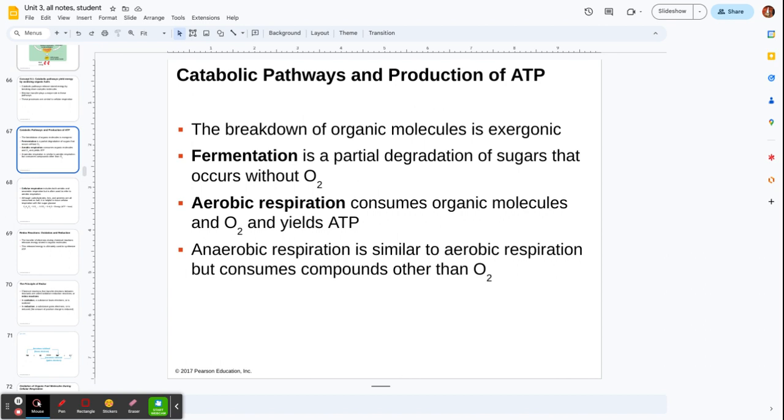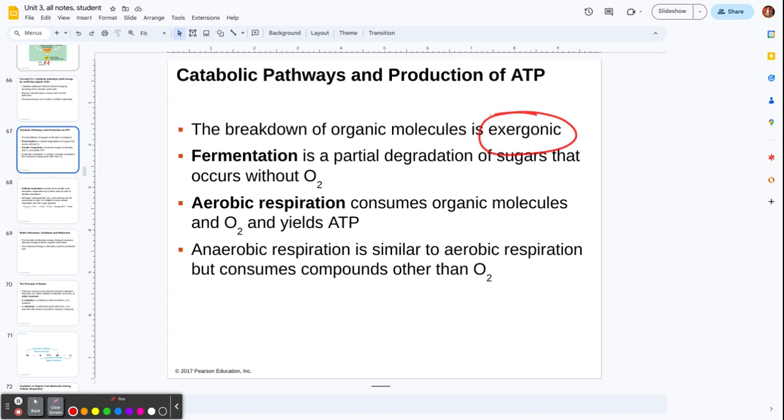Cell respiration is a catabolic pathway. It is a series of catabolic pathways, I should say. There are a few of the reactions within cell respiration that do require energy. But for the most part, it's going to be energy releasing, or ATP producing, I should say. So the breakdown of organic molecules, like our food is organic, is exergonic. Okay, catabolic again is exergonic. It's going to give off energy.